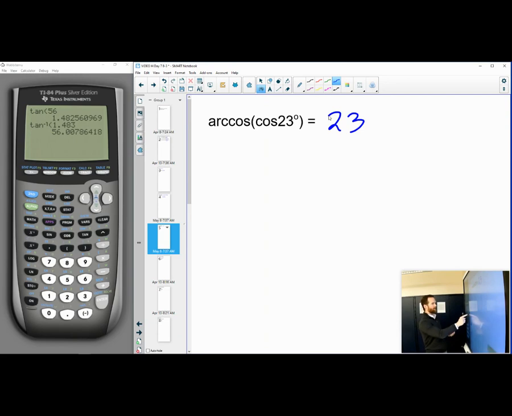And if you don't believe me, we can type that into a calculator. Second cosine for arccosine of cosine 23. We can close the parentheses if we want. Hit enter, and we get 23 back.